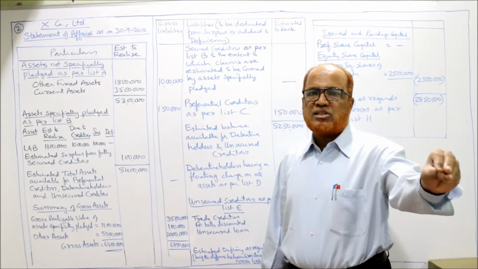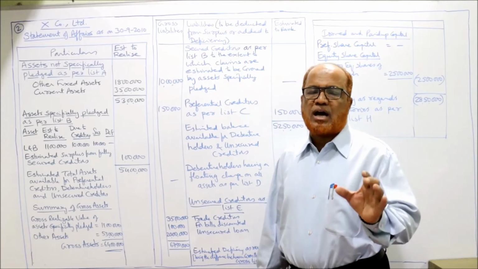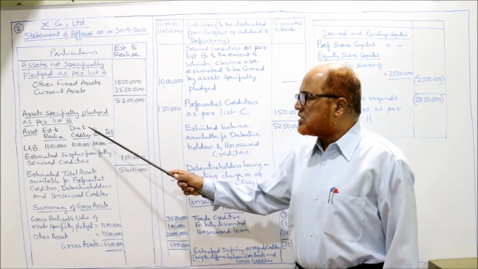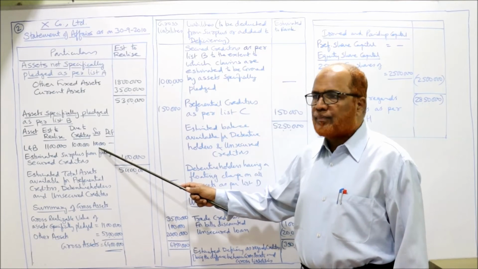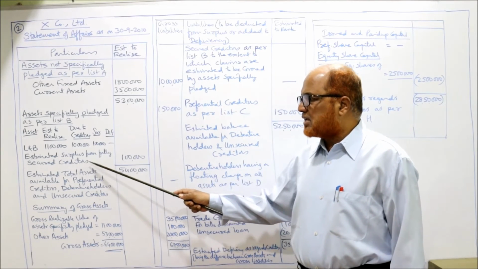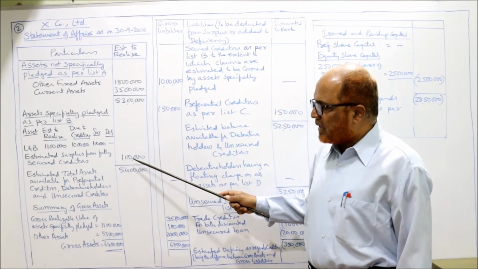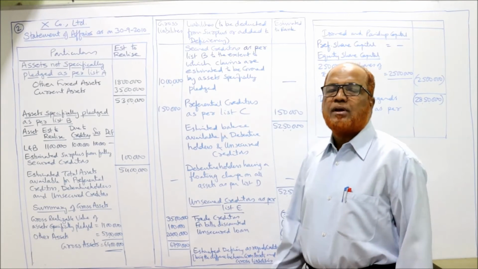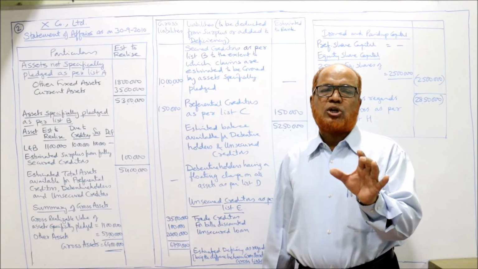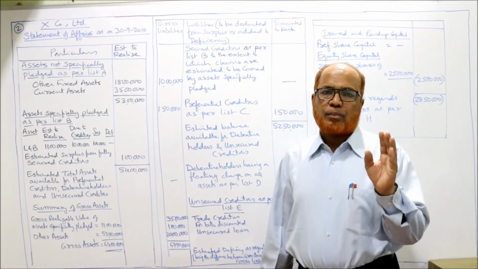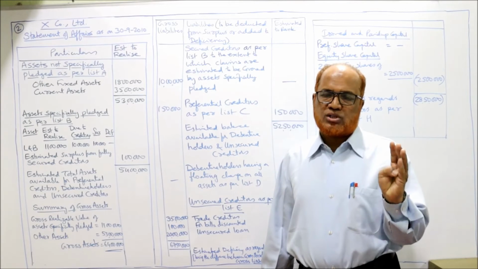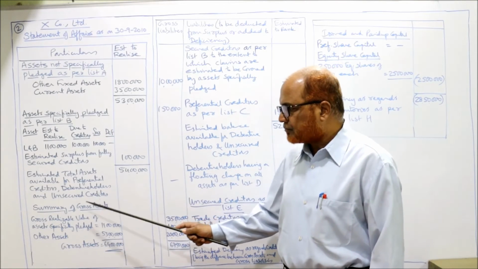ये land and building डिबेंचर होल्डर्स को दे दिया है, डिबेंचर होल्डर्स का अमाउंट ड्यू 10 लाख. तो surplus we are going to get 1 lakh. तो estimated surplus from fully secured creditor 1 lakh. So this 53 lakh plus 1 lakh is 54 lakh. 54 lakh is the estimated total assets available for preferential creditors, for debenture holders, for unsecured creditors.